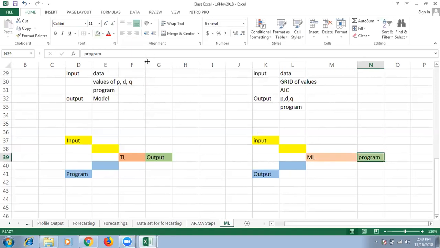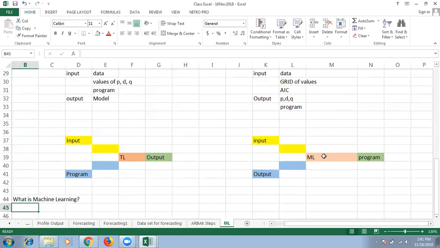Are you able to follow what I'm trying to say? So now you understand what the traditional approach is versus what the machine learning approach is. So with this introduction, can you define what machine learning is?